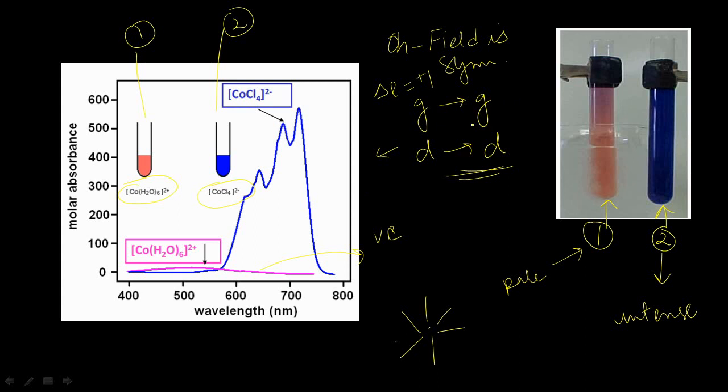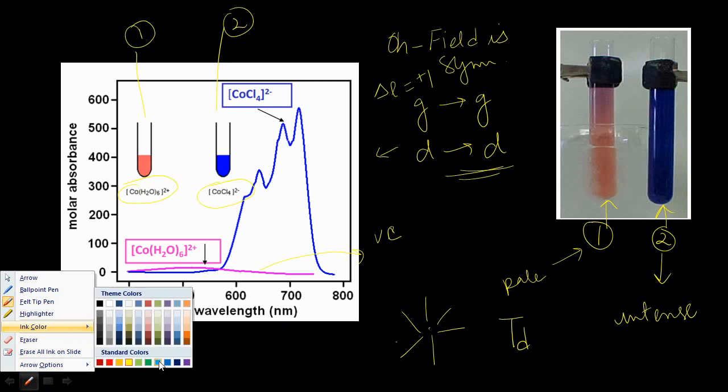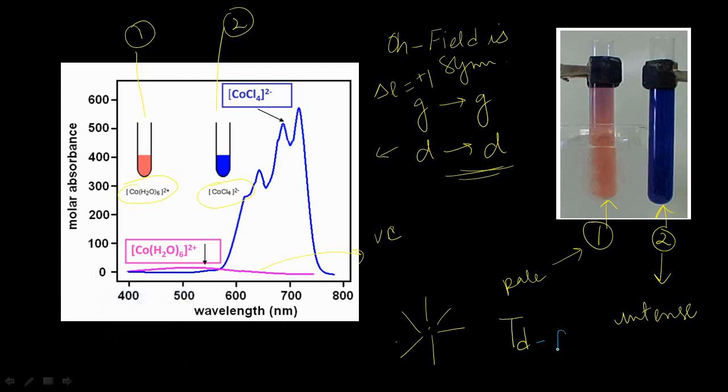But in case of tetrahedral, what happens? In case of tetrahedral, the field is unsymmetrical. So g to g does not take place, and we can overcome the Laporte selection rule. That's why this is intense. The tetrahedral complex is intense, blue color.